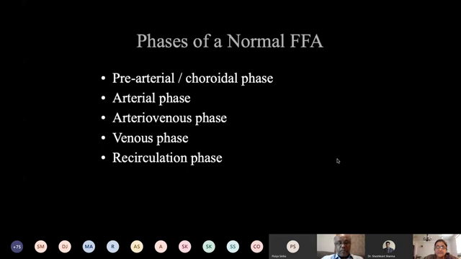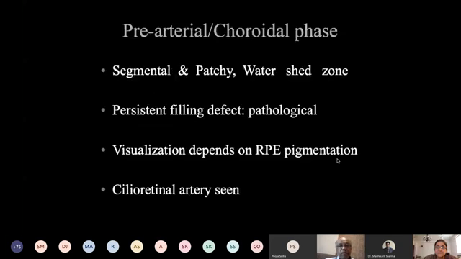It's basically a segmental and patchy watershed zone area. So you will see a patchy fluorescence. You will have a persistent filling defect. If it is there, then that means there is some pathology that you are dealing with.